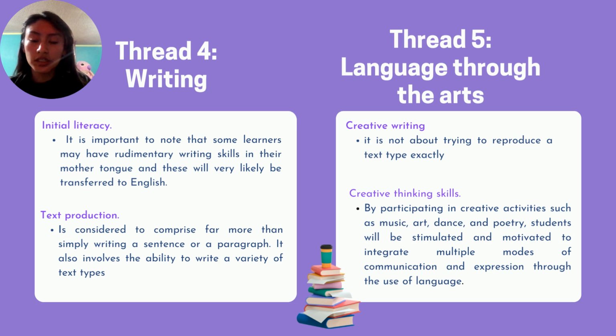And thread 4, writing. Here we have initial literacy and also text production. Initial literacy is events in our everyday lives, like reading an email, a birthday card, a street signal, and so on. It's important to note that some learners might have rudimentary writing skills in their mother tongue, and this will very likely be transferred to English. It can also be a little problematic because it's less natural than the first language.